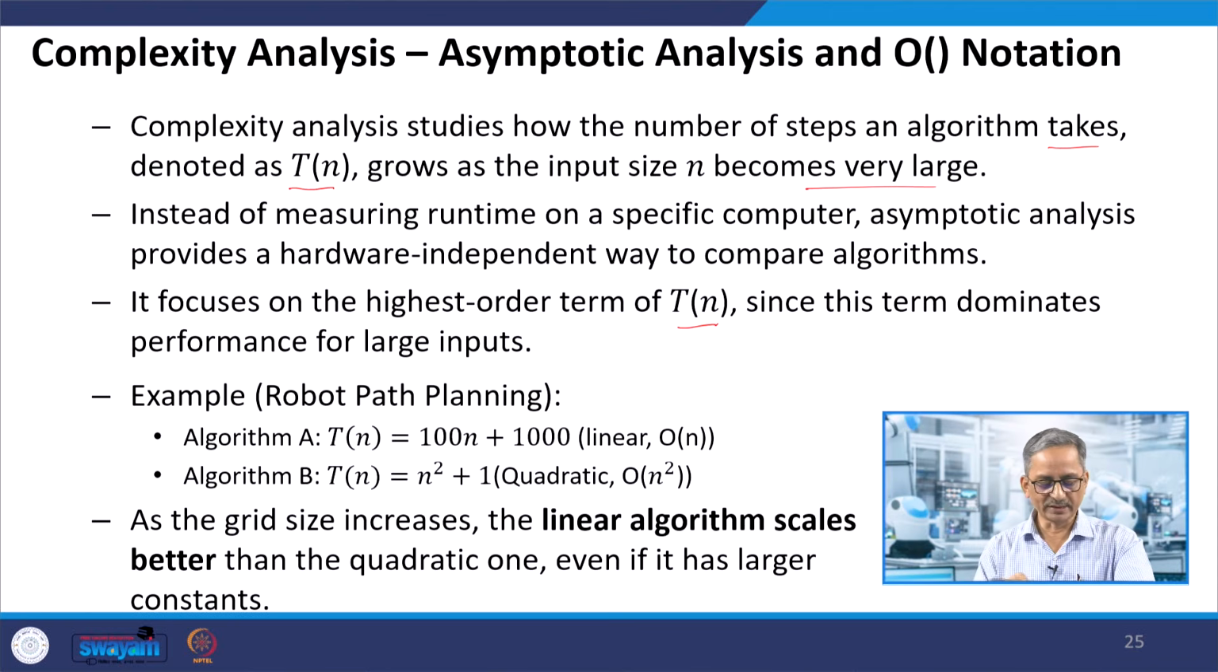Okay. So, for example, in robot path planning, say for algorithm A, T(n) is 100n plus 1000, which is linear in n, right. So, we can write it as big O of n. But suppose you have algorithm B where T(n) is n square plus 1, so we can see that this is quadratic. Okay. So, this is big O of n square, and as the grid size increases, the linear algorithm scores better than the quadratic one, even if it has larger constants.